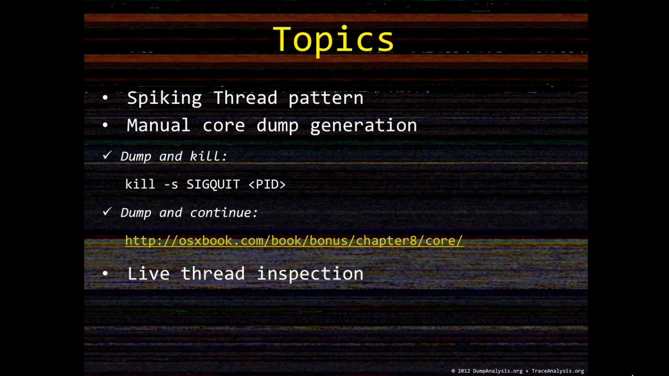I quickly discuss some topics such as on this list. First, I show you Xcode project source code for a spiking thread pattern. Then I manually dump a spiking process, look at its core dump, and then we attach a debugger live to another spiking process and look inside.